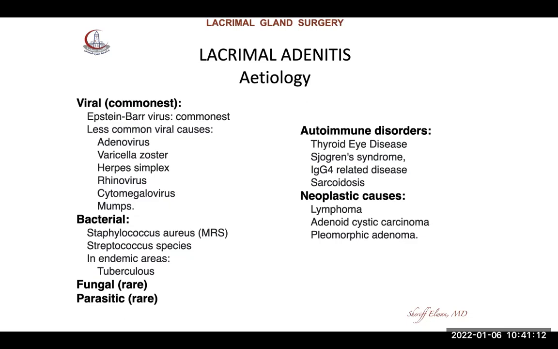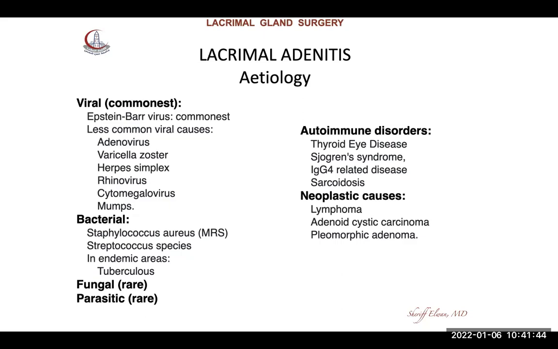The viral adenitis is the commonest among all types of adenitis and among infective adenitis. The commonest is Epstein-Barr virus, the one responsible for infectious mononucleosis, as you know. Less common viral cases occur in adenovirus infection, varicella zoster, herpes simplex, rhinovirus, cytomegalovirus, and mumps.